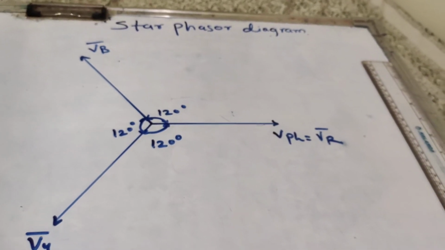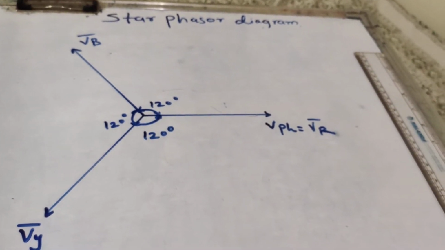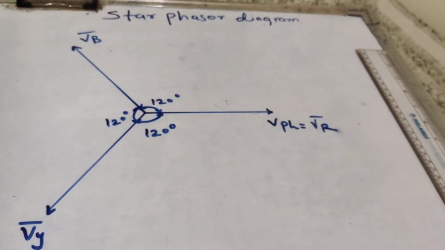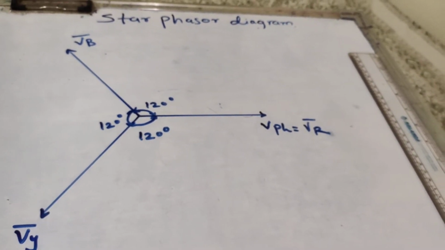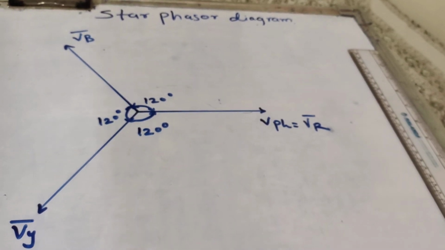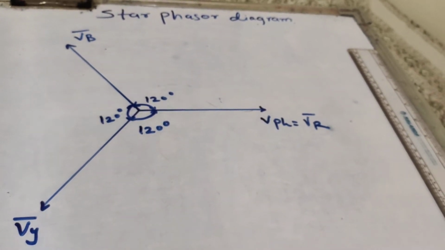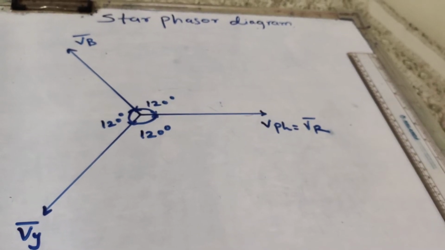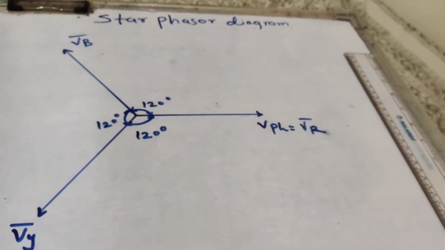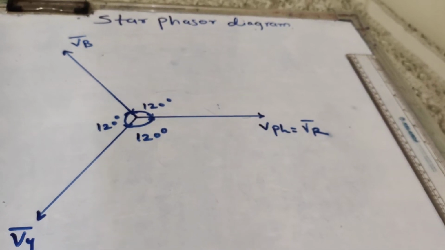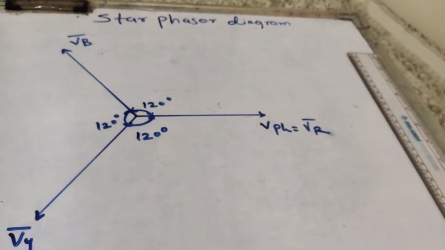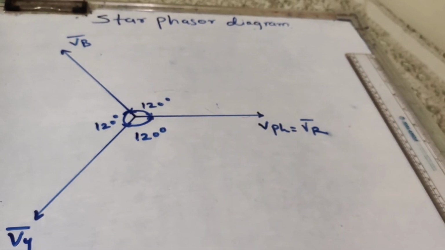First step, draw the phase voltages having phase difference 120 degrees. In star connection, the phase voltages VR, VY, VB have a phase difference of 120 degrees. I have considered here the length 5 cm for VR, VY and VB. Okay, this is the first step.